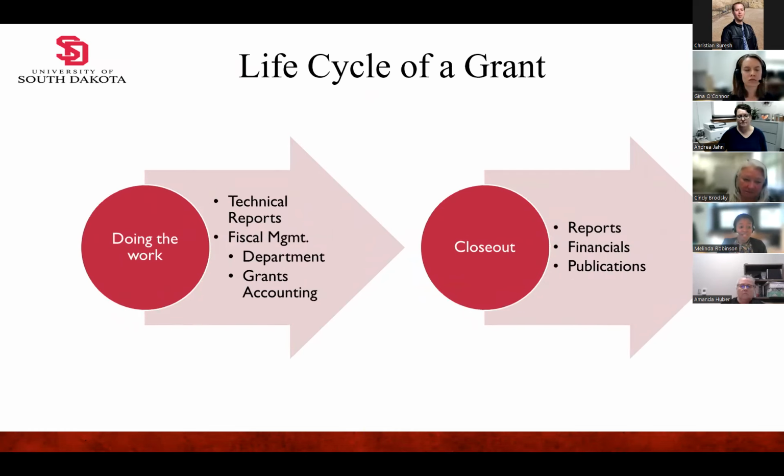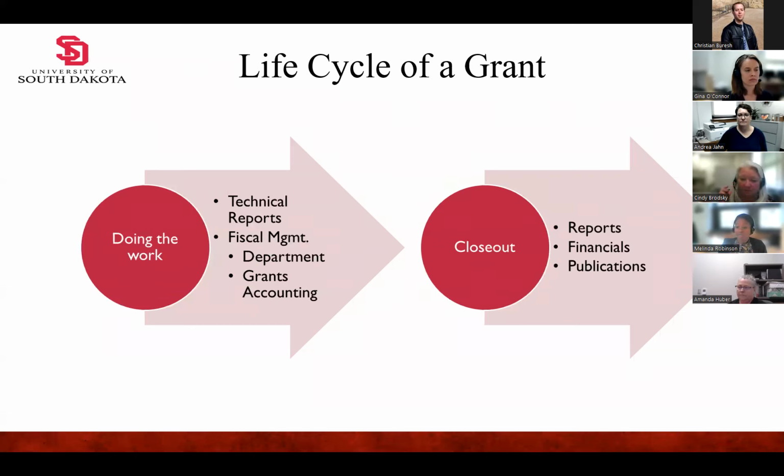So then this is the fun part for the principal investigator, is doing the work. They spent the time preparing the proposal. Now they receive the funds. Now they get to do the work. The PI is ultimately responsible for this project. All technical reports must be submitted on time. The way the funds are spent is the duty of the principal investigator to make sure those things are spent according to the guidelines of the award.